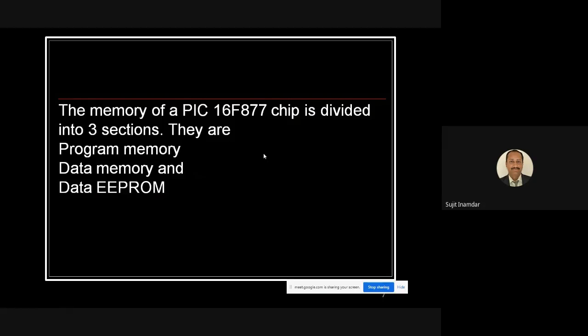The memory of this 16F877 is divided into three sections: program memory, also known as the ROM; data memory, also known as the RAM; and EEPROM, also known as the flash memory, that is temporary memory. So in that way it is divided. These three types of memories are available in this particular 16F877.